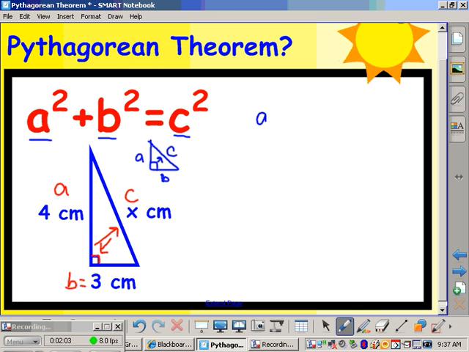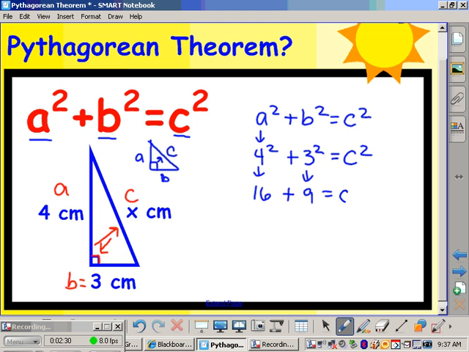So to solve for X, we're going to plug in the values for A and B into the Pythagorean Theorem, and then we will solve for C. So A is 4, so we're going to put 4 squared. B is 3, so we'll write 3 squared, and the C will remain C because it's an unknown, or you could write X. We would then simplify 4 squared and 3 squared, giving us 16 plus 9 is equal to C squared. Now 16 plus 9 is 25.